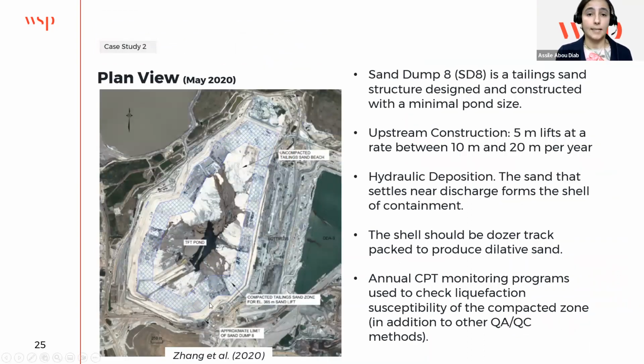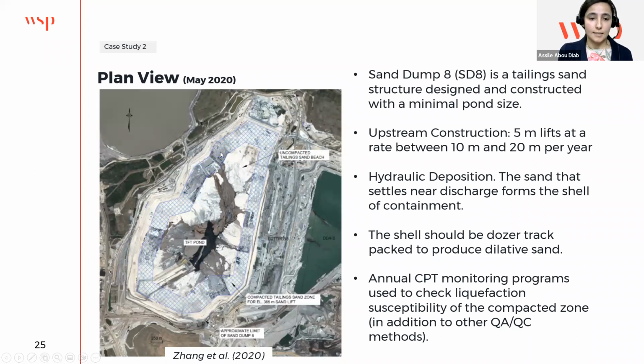Sand Dump 8 is a tailings sand structure designed and constructed with a minimum pond. It is an upstream construction, and each lift is 5 meters thick. The rate of raising is 10 to 20 meters per year. The tailings are hydraulically deposited along the perimeter. The sand that settles in those cells near the discharge forms the shell of containment.